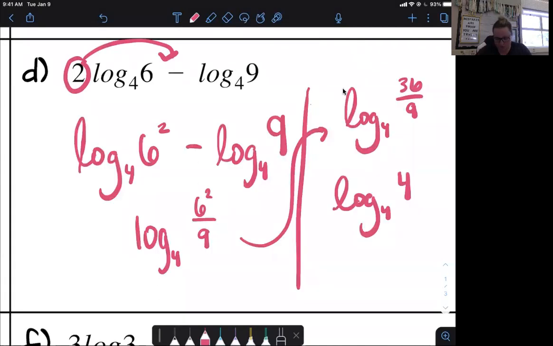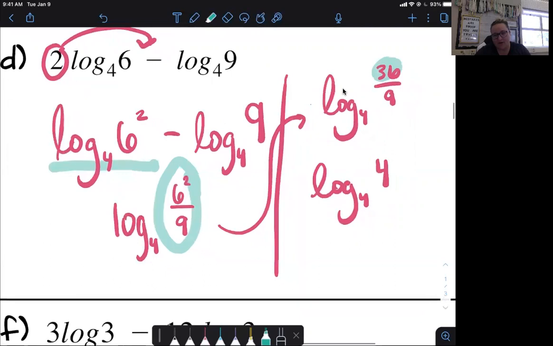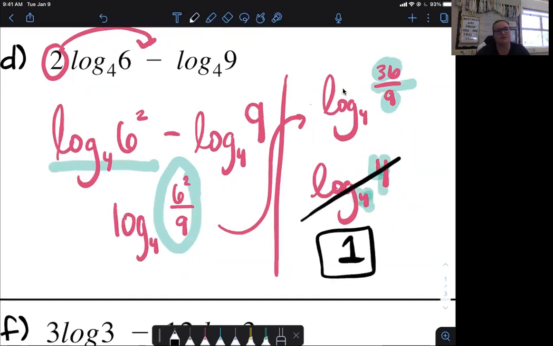All right, so you should have rewritten this as the log base 4 of 6 squared minus the log base 4 of 9. Combining those into one log, we're going to take 6 squared and divide it by 9. Well, 6 squared is 36, so the log base 4 of 36 over 9. 36 divided by 9 is 4. So now we have the log base 4 of 4. Well, if the base and what's in the log match, what do we have? We have 1. So that actually simplifies to 1.